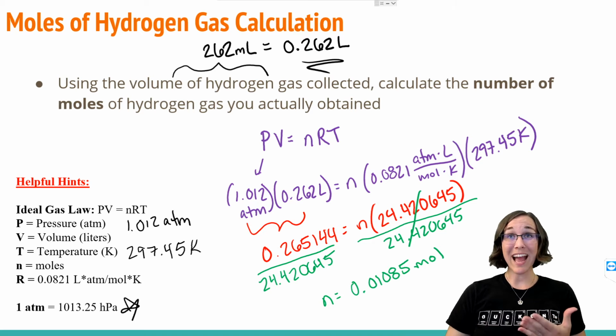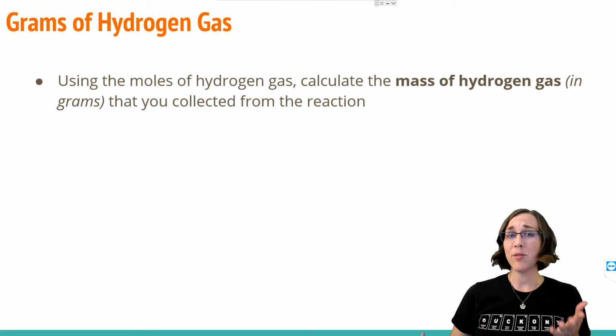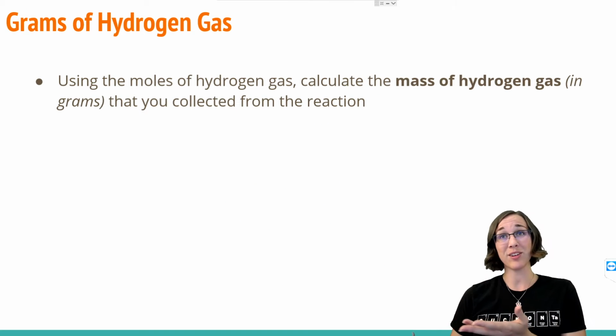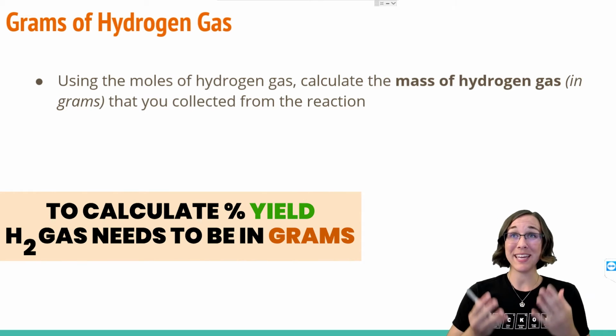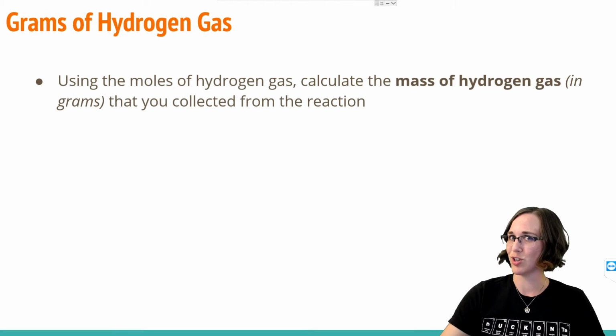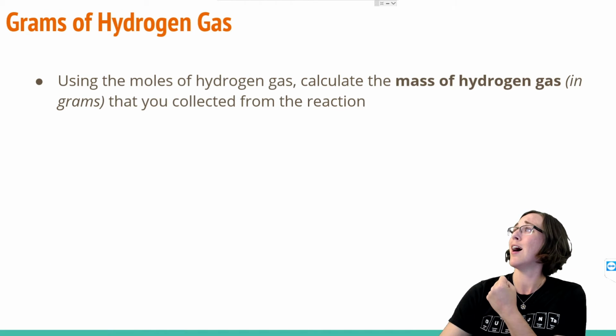So in our lab, we collected 0.01085 moles of hydrogen gas. So again, in order to figure out what our percent yield is from our actual versus our theoretical, we need our hydrogen gas to be in grams. So let's take those moles we just found and convert it to grams of hydrogen gas. Here comes the magical line to freedom!